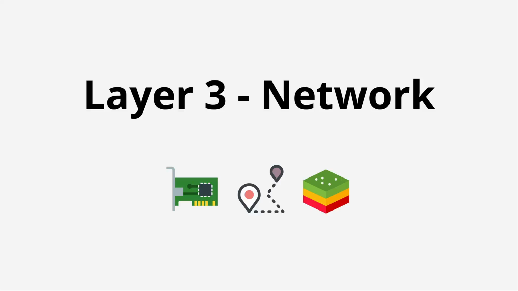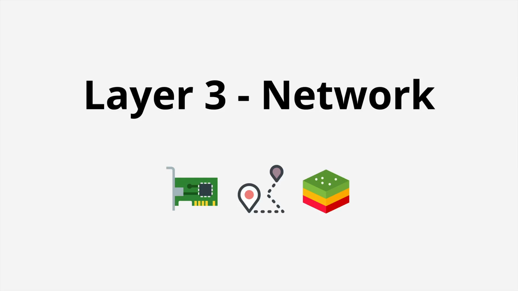Welcome back. Now that we've covered the physical and data link layers, next we need to step through layer 3 of the OSI model, which is the network layer. As I've mentioned in previous videos, each layer of the OSI model builds on the layers below it, so layer 3 requires one or more operational layer 2 networks to function.